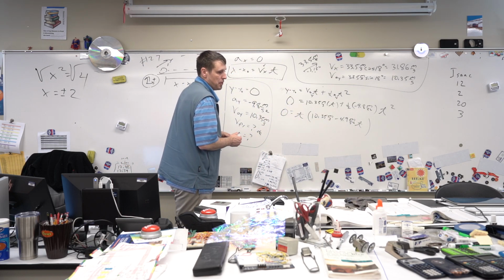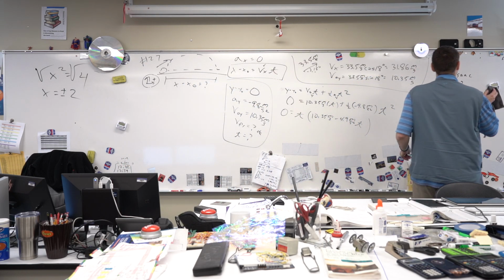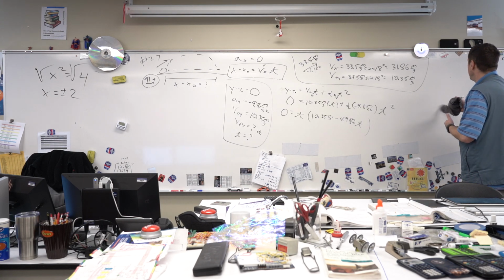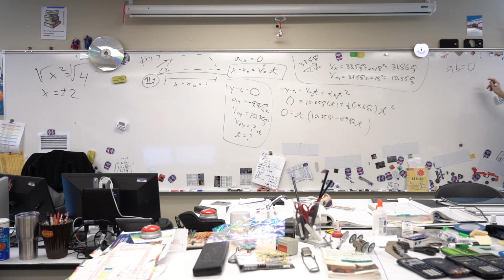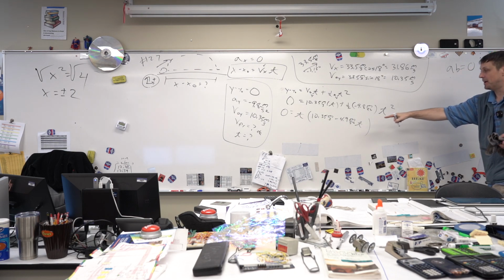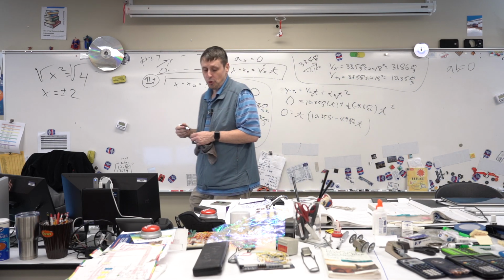Quick math review. A times b, this might be off the camera, but just listen if you're watching this. A times b equals 0. What must be true if a times b equals 0? What are the possible solutions? Either a is 0 or b is 0, right? We've got 2 possibilities. So up here, we have 2 possibilities.